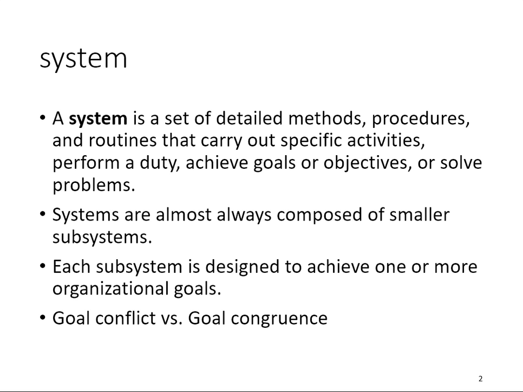So systems are always composed of smaller subsystems, and each subsystem is designed to achieve one or more organizational goals. Because so many subsystems are working together, there may be goal conflict. Goal conflict occurs when the subsystem's goals are inconsistent with the goal of another subsystem or the system as a whole. We call this goal conflict. Then goal congruence is achieved when a subsystem achieves its goals while contributing to the organization's overall goal.